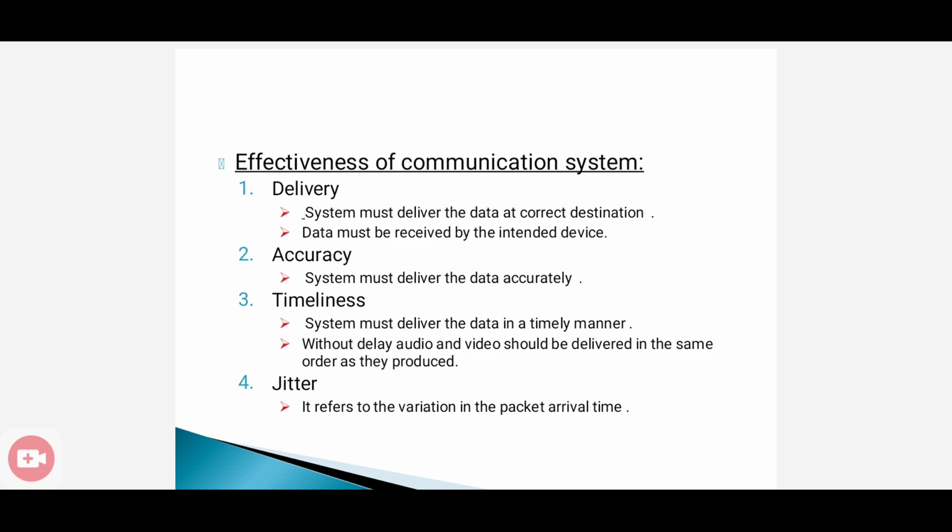So these are the four parameters for analyzing the effectiveness of a communication system. First, delivery: the system should deliver the data at the correct destination. Second, accuracy: the system must deliver the data accurately. Third, timeliness: the system must deliver the data in a timely manner without any delay. Whatever data is sent by the sender should reach the destination. And the fourth one, jitter, which is a variation in the packet arrival time. We should be very careful about jitter. I think it is clear.